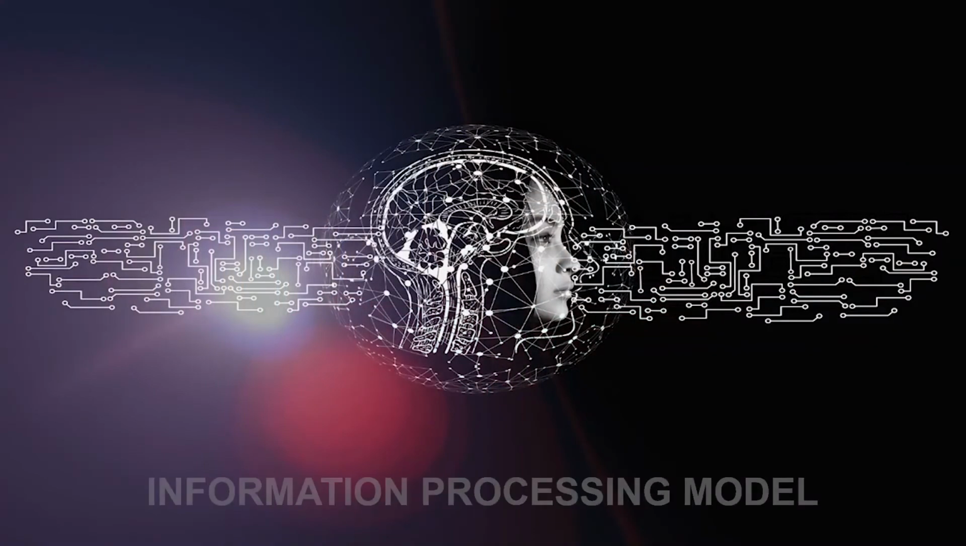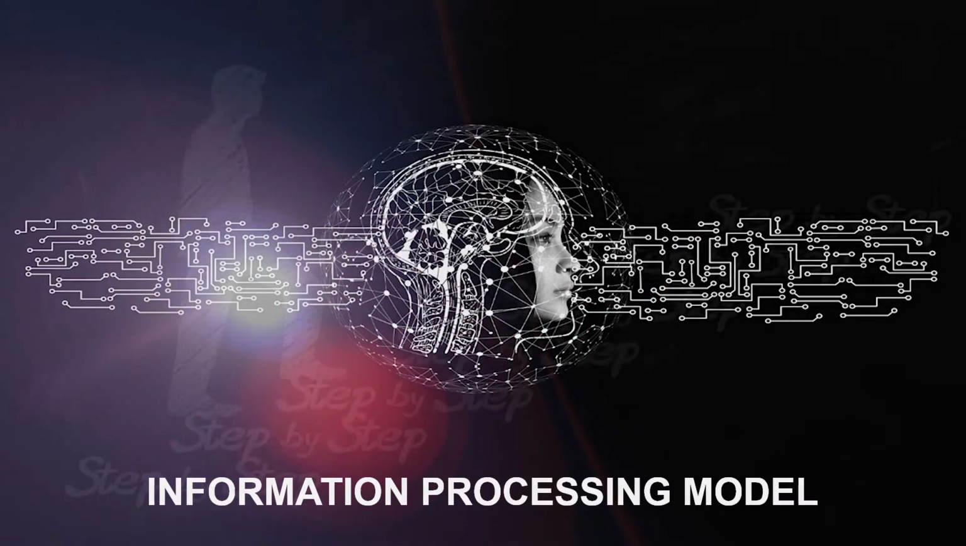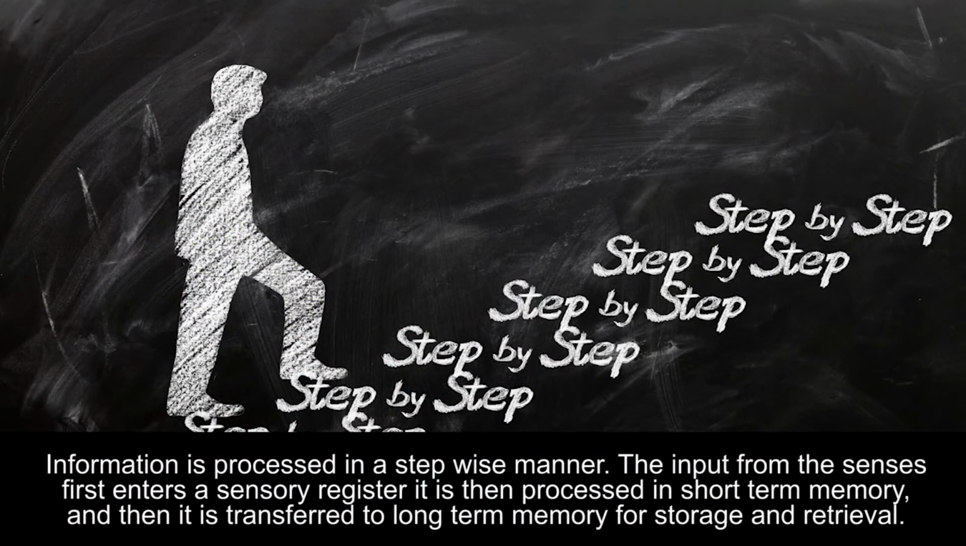So we should understand that information processing theory emphasizes attending to new information, that is, gaining new information, acquiring and retaining information. We receive the information, we store the information, and then retrieve the information from memory and transfer it to a new situation as and when it is required. So the information processing model is processed in a stepwise manner. The input from the senses first enters the sensory register, then it is processed in short-term memory, and then it is transferred to long-term memory for storage and later retrieval.